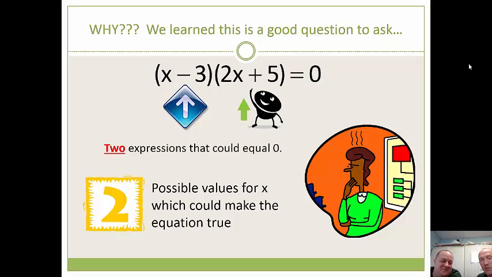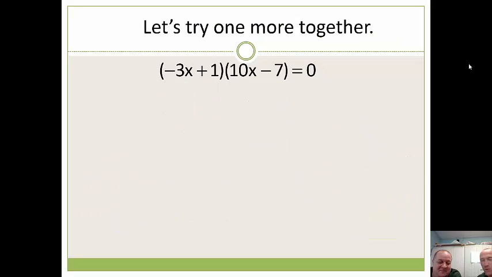There are going to be two solutions that will make the equation true, the left side equaling the right side. So we're going to try another one. It's a good idea. Why not? Go ahead and maybe, we're going to give you 3 seconds to think about it. You can pause if you need more than 3 seconds to think about what you should do in this problem.